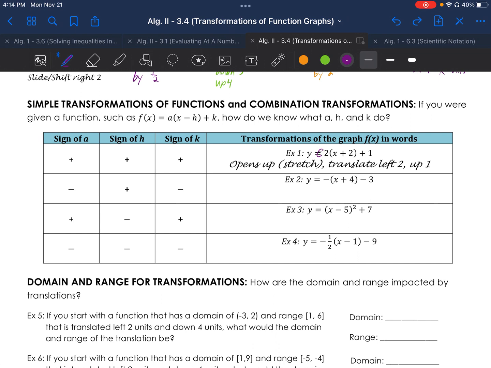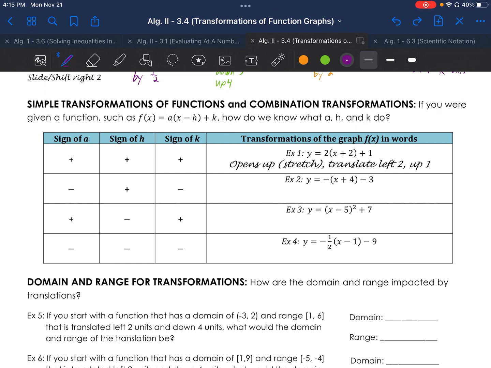So here's the first example. If the sign of a is positive, which it is, then it opens up. So the graph is a normal graph, it is not reflected. And it is also stretched because the factor is bigger than 1. And then inside the parenthesis, the sign of h. It's positive, okay? That actually means to go left 2.